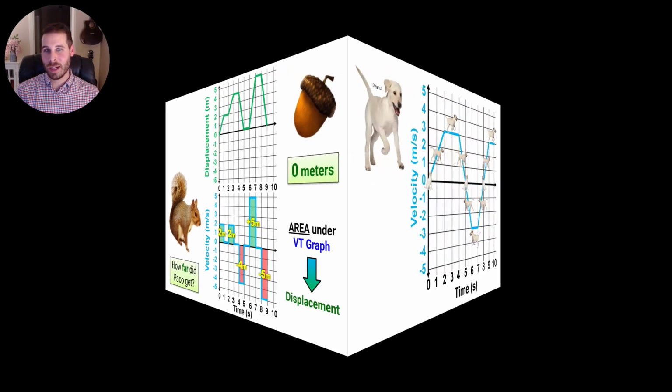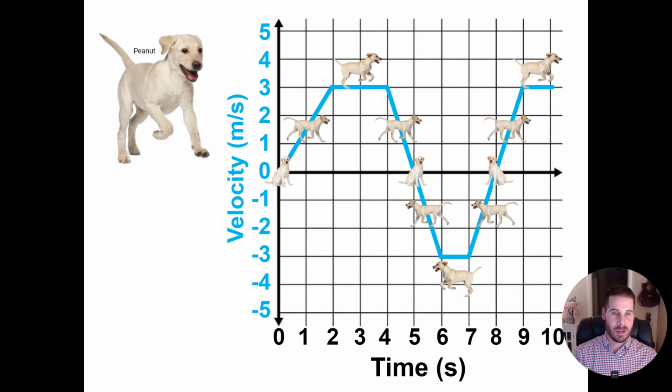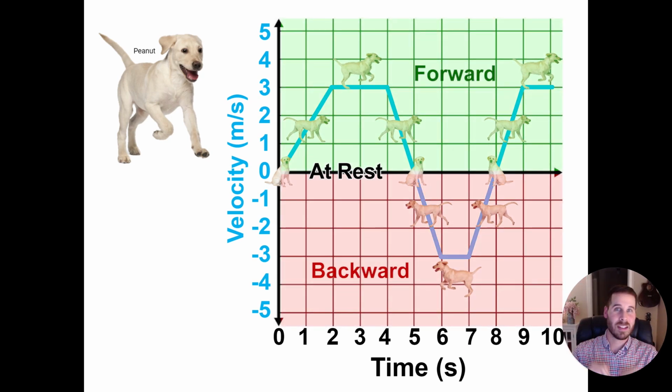So let's use that trick on another familiar tale, which was the story of Peanut the puppy. Now, I'm not going to retell the story, but you may recognize this graph from a previous video where he was running forward, then he ran backward, and then he ran forward again. And again, as a reminder, everything above the 0 axis on a velocity time graph means forward. Everything below the 0 axis on a velocity time graph means backward motion, and anything on the 0 line means at rest or not moving.